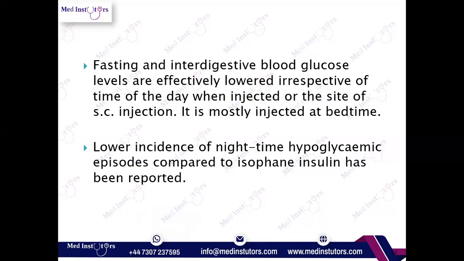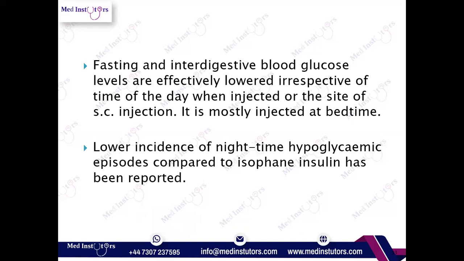Fasting and interdigestive blood glucose levels are effectively lowered irrespective of the time of the day when injected or the site of subcutaneous injection. But our glargine is mostly injected at bedtime in the night. So there is a lower incidence of nighttime hypos compared to the isophane or NPH insulin. See, usually before glargine, in the basal bolus regimen, the doctors used regular insulin or rapid acting insulin as the bolus, and as the basal insulin they used NPH or the intermediate acting insulin.